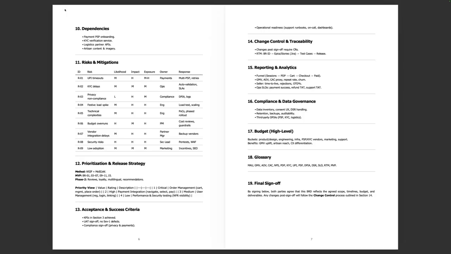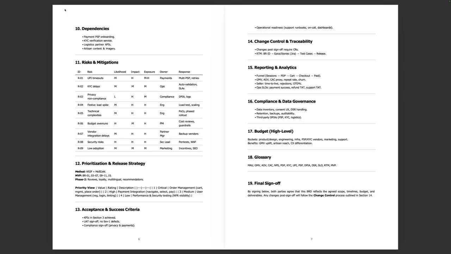Moving on to prioritization and release strategy. So the method used is WSJF plus MoSCoW. I hope you know MoSCoW is must have, should have, could have, and would have. So I hope that clears it out. Requirements are prioritized using structured methods, ensuring that high value features are delivered first. The release is planned in phases: MVP, growth, and optimization.